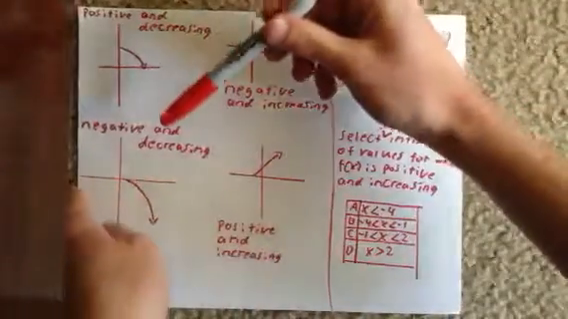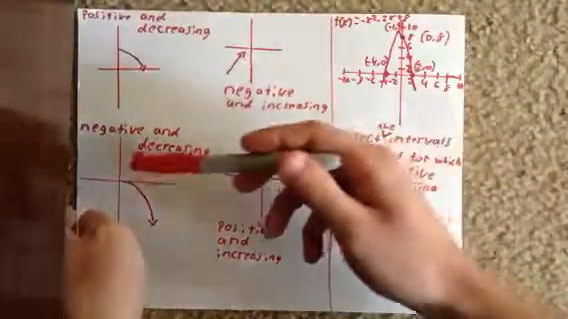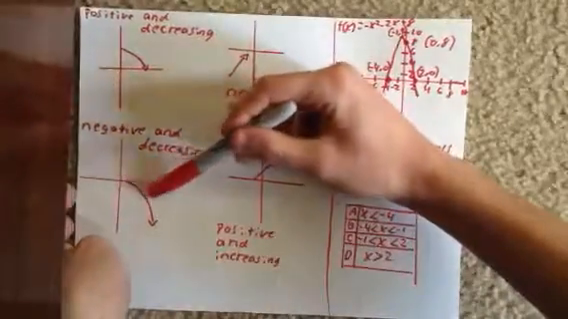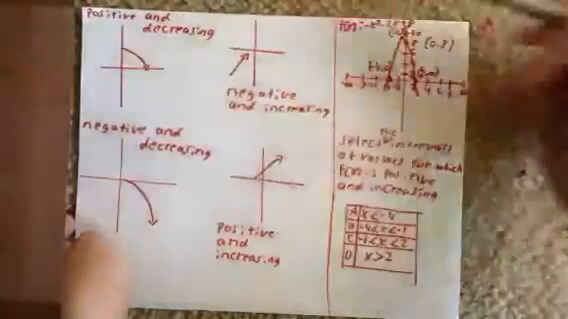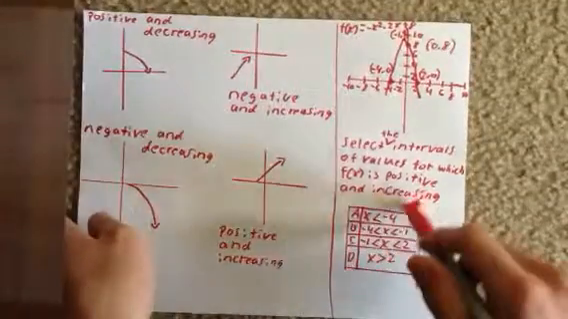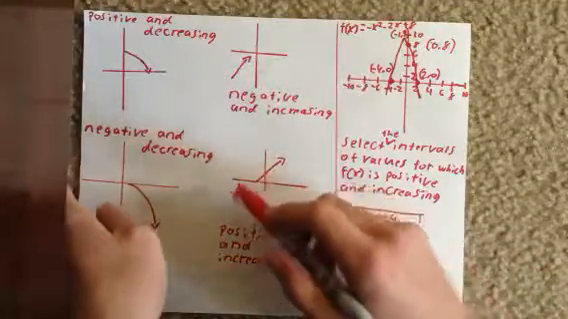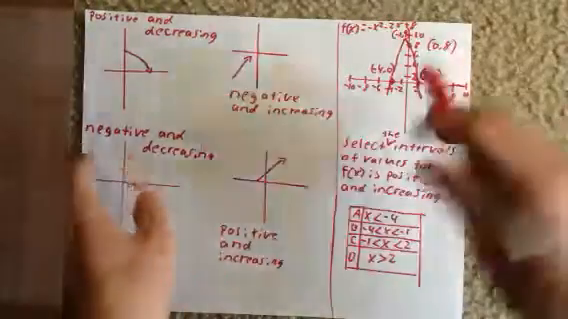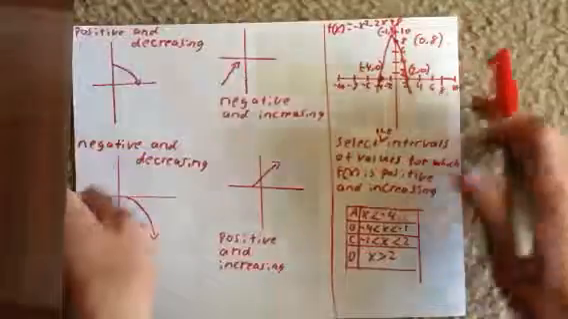We also have negative and decreasing, when it is below the x-axis and also has a negative slope. It is going farther down. The final one is positive and increasing. This is the one we're looking for. It is above the x-axis and it has a positive slope. It is still going upwards.